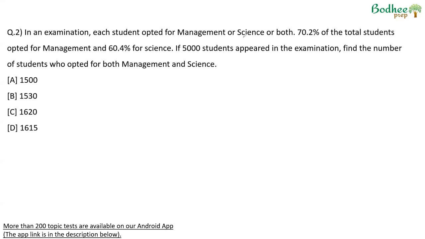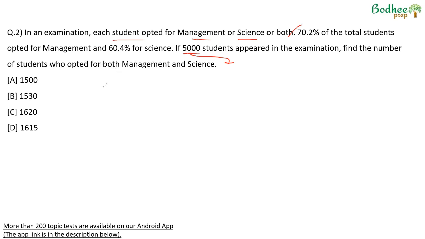In an examination, each student opted for management or science or both. 70.2% of the total students opted for management, 60.4% for science. 5,000 students appeared in the exam. So out of these 5,000, all of them appeared for one or the other examination. Each student opted. Find the number of students who opted for both.